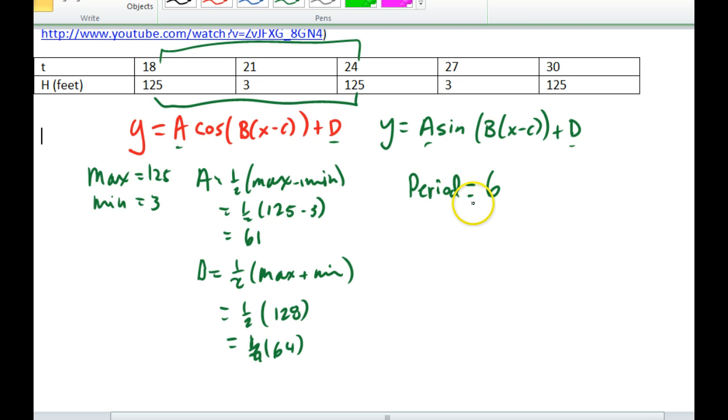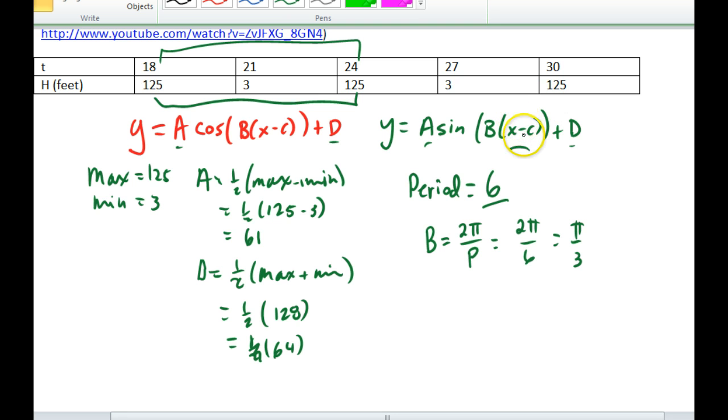And then if I look at that, this is not a value that I use in my equation. The value I need in my equation is the B. And so I go 2 pi divided by P. So that would be 2 pi divided by 6. Sometimes I ask you to leave it like this, but this one you can change to pi over 3. Now that just leaves me my phase shift.